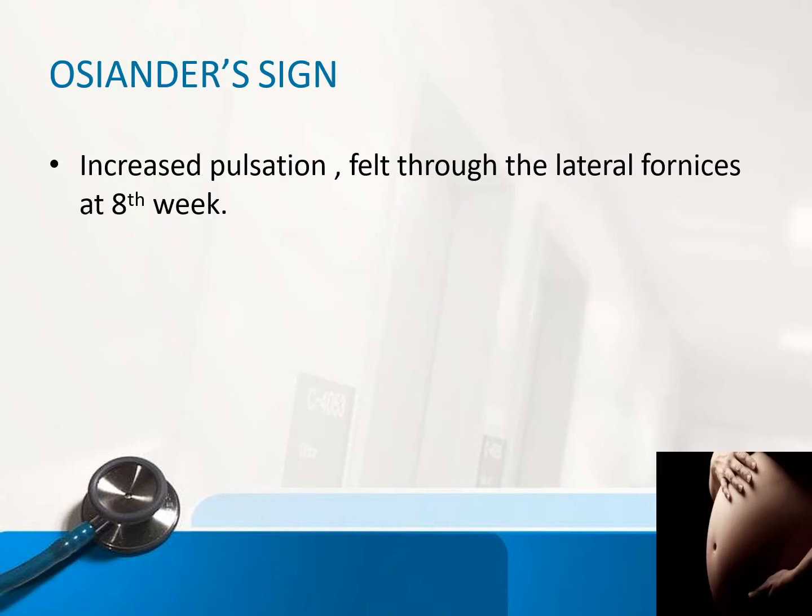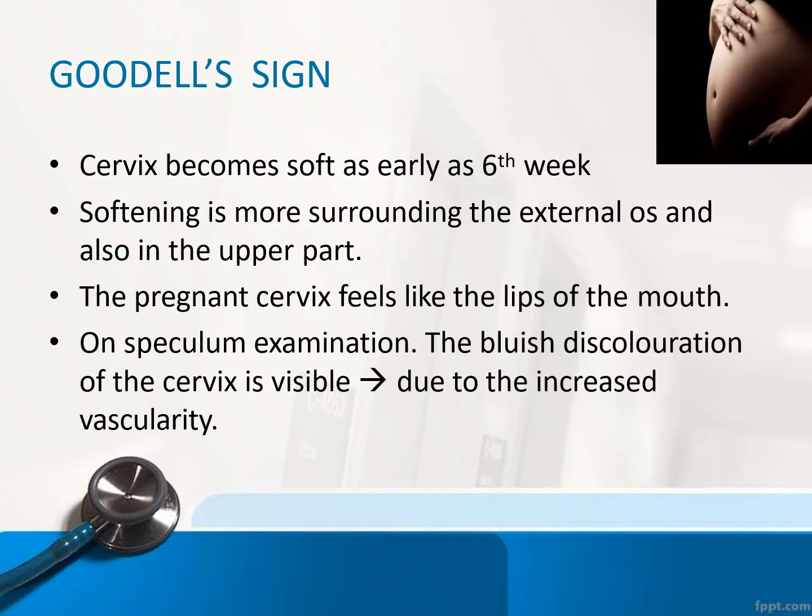Next is Osiander sign. It is the increased pulsation that can be felt in the lateral fornices from the 8th week of pregnancy onwards. And this is also due to the increased blood supply. And next is Goodell sign. The Goodell sign means the cervix will become more soft, and you can identify it from the 6th week onwards.